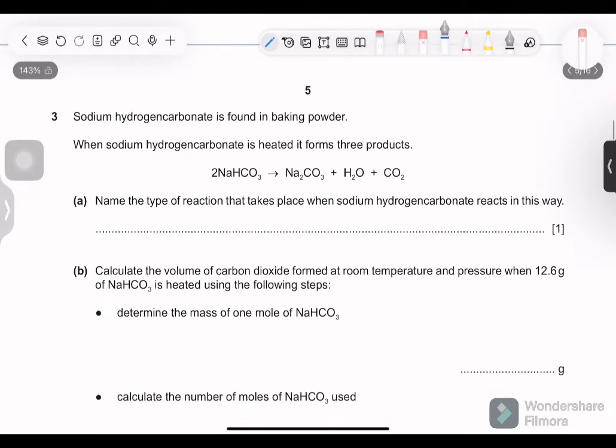Next, sodium hydrogen carbonate is found in baking powder. When sodium hydrogen carbonate is heated, it forms three products. Name the type of reaction that takes place when sodium hydrogen carbonate reacts in this way. Okay, so this is a decomposition reaction. If there was no hydrogen, then also it would have been there, like we study in the metals. If calcium carbonate is decomposed, it forms oxide and the gas carbon dioxide. So this is thermal decomposition, because it happens when we heat.